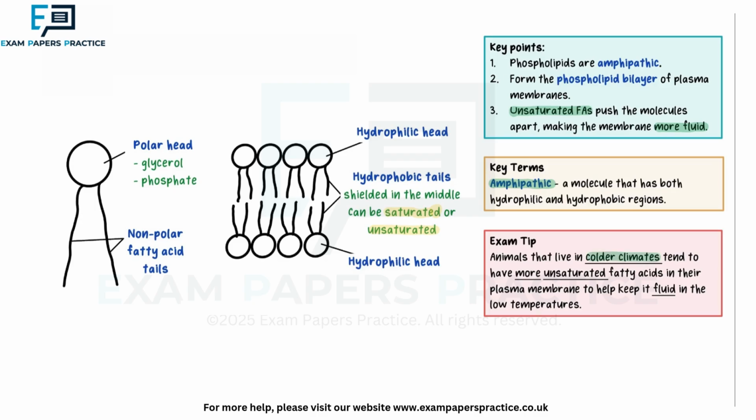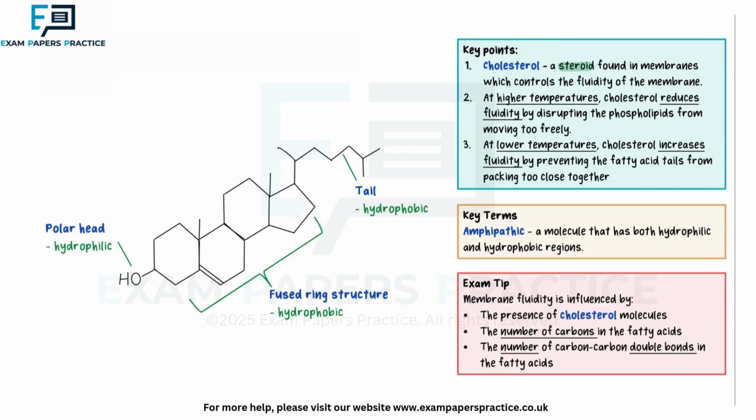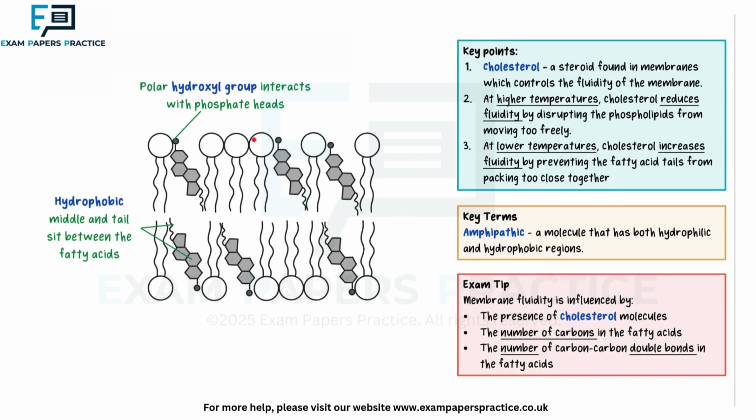Those that live in colder climates tend to have more unsaturated fatty acids, ensuring their membranes remain fluid in low temperatures. Cholesterol is a steroid and it has a completely different structure to triglycerides and phospholipids. It has a polar head group, a fused ring structure in the middle, and a flexible non-polar tail down here. It is found in membranes with its polar hydroxyl group interacting with the phosphate heads, and the hydrophobic middle and tail sitting between the fatty acid tails of the phospholipids.